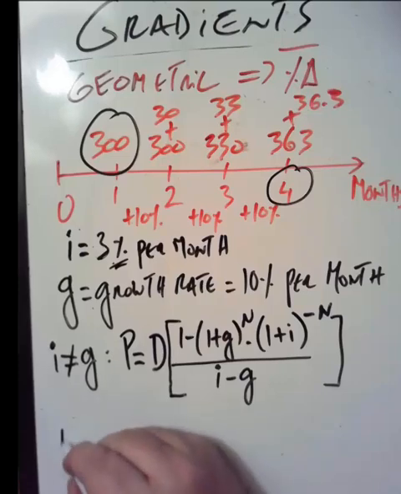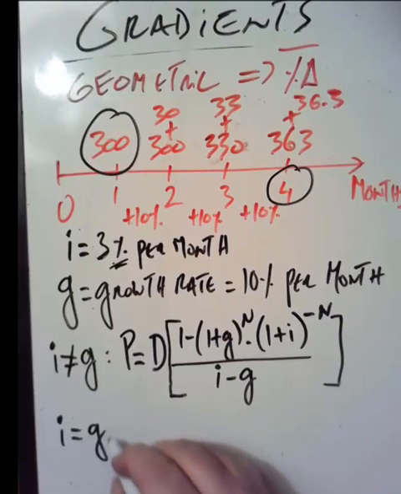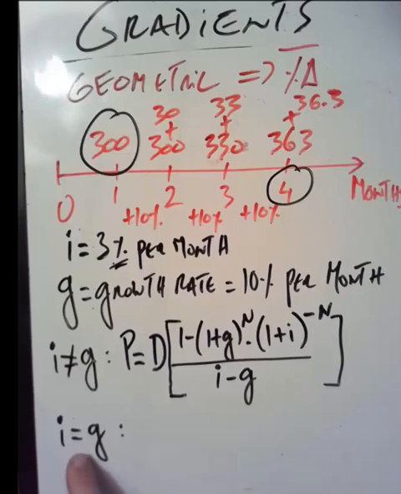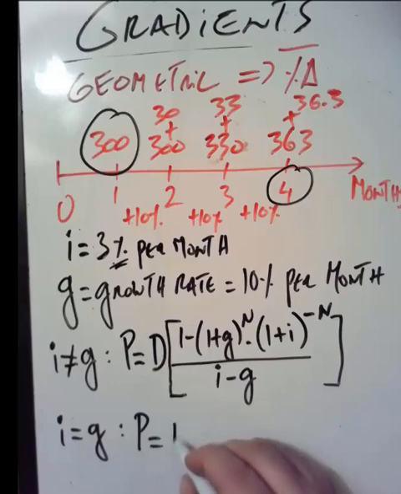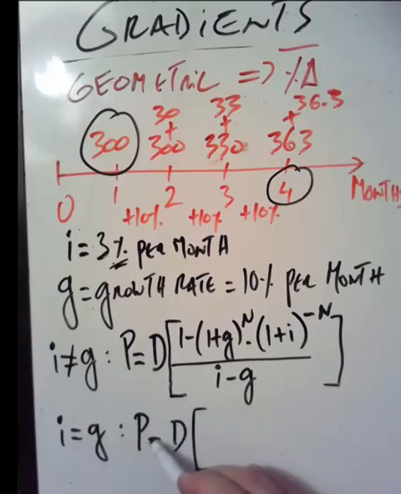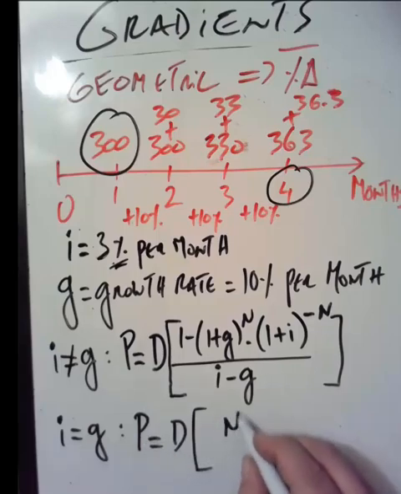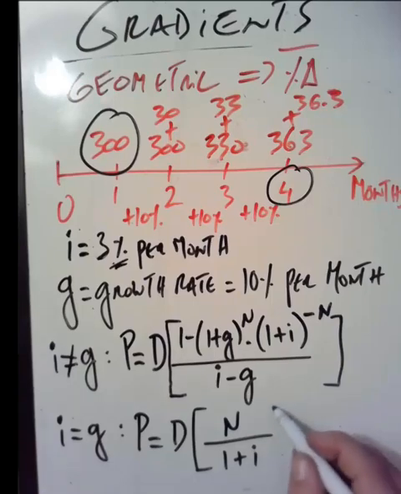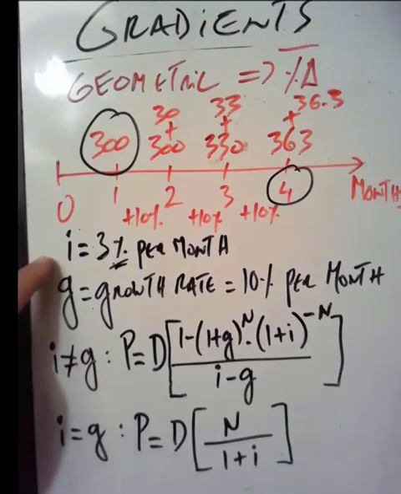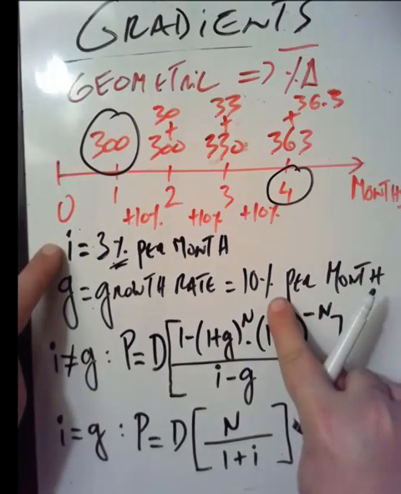The other scenario is, what if the interest rate is equal to the growth rate? Let's say the interest rate was 3% and the growth rate of the cash flows was 3% as well. Well, in this case, this formula reduces to, the only thing that changes is the discount factor, so P equal to D times n divided by 1 plus the interest rate. No exponent.